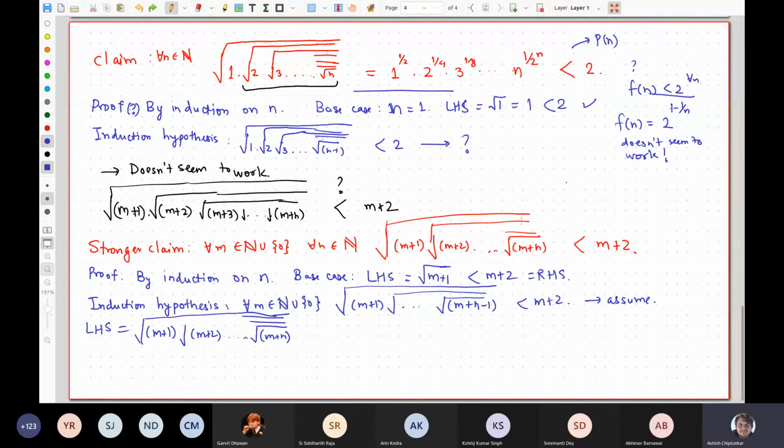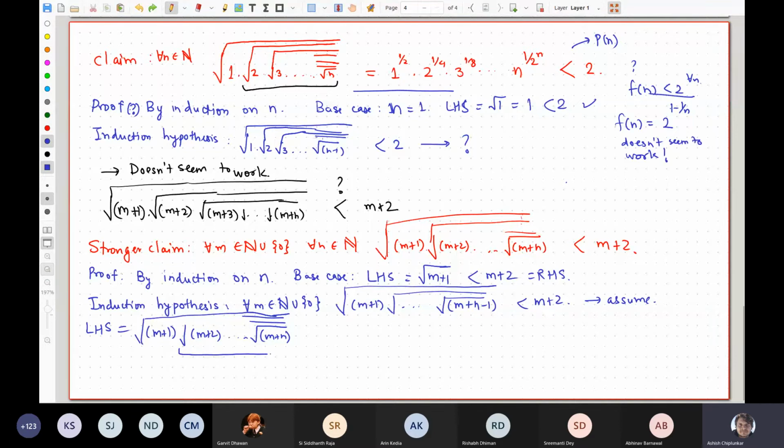Right, so here you have n nested square roots. The induction hypothesis tells us that if you have n minus 1 nested square roots, then things work out the way you want them to work out. So you use the hypothesis on m plus 1. Exactly. So you get it less than m plus 1 into m plus 3. Good. Awesome. Very good.